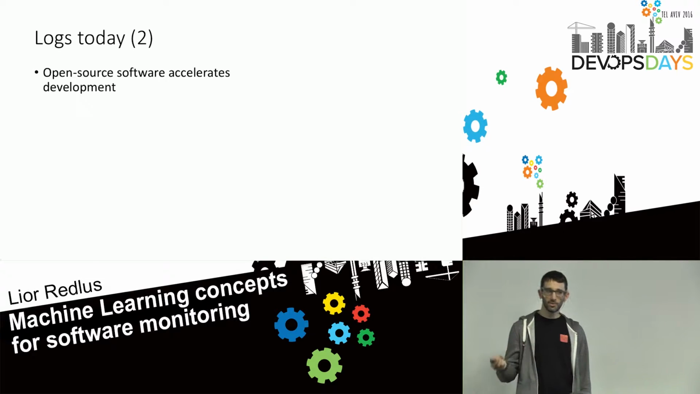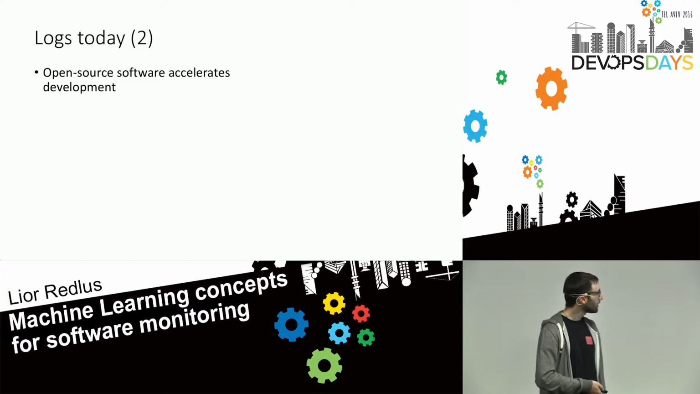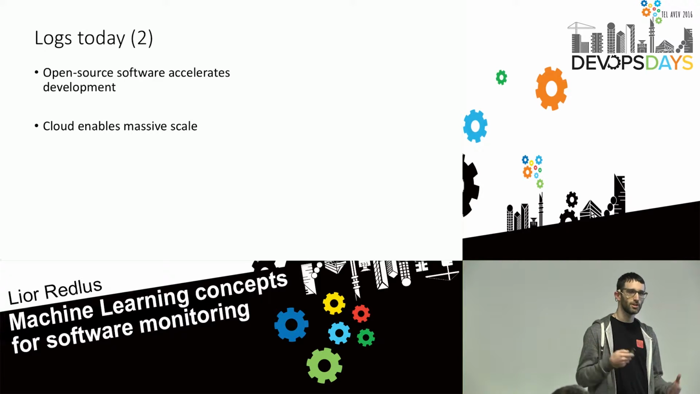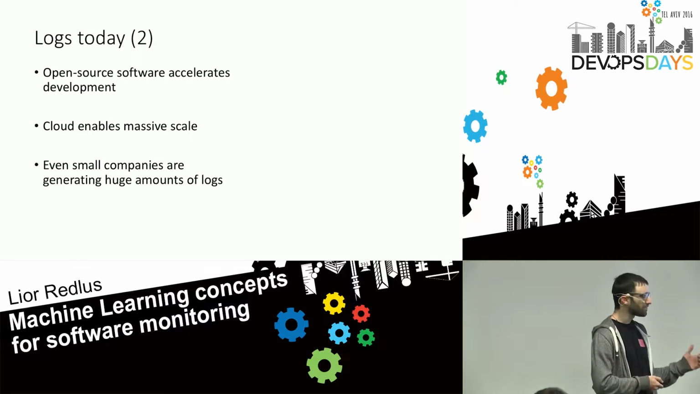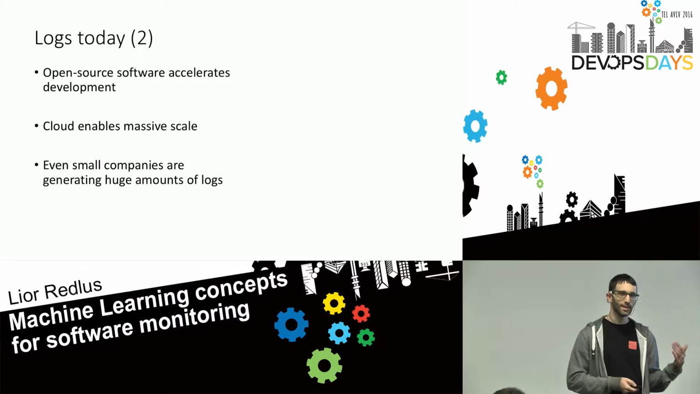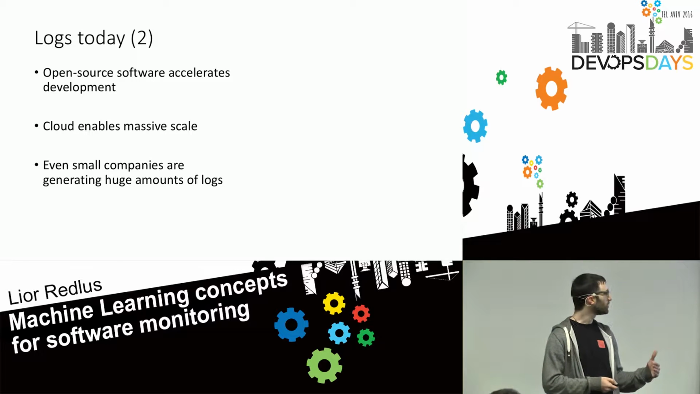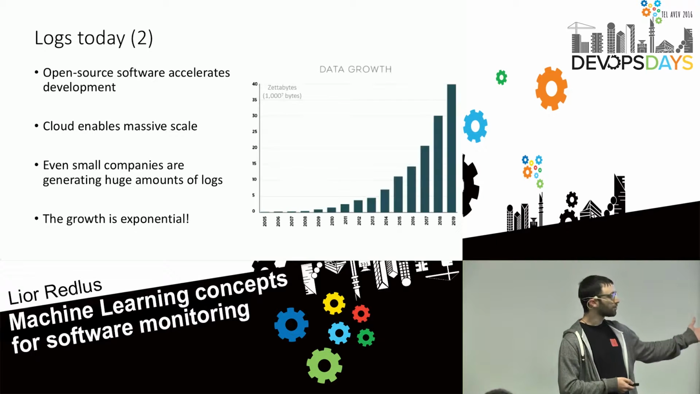Additionally, open source software and cloud enable companies to grow very, very fast, and their data and log records grow exponentially. Even small companies are generating enormous amounts of logs, and they have trouble actually finding what they want. And the data grows exponentially.